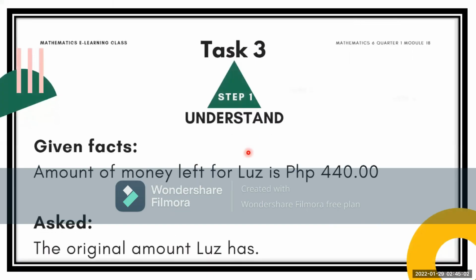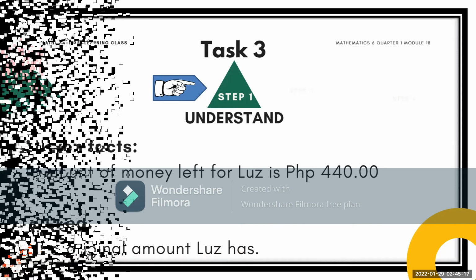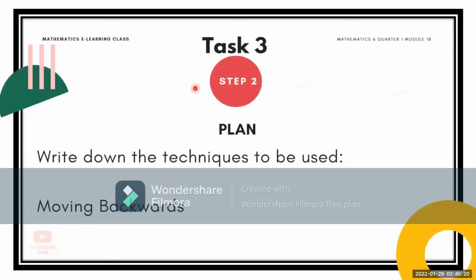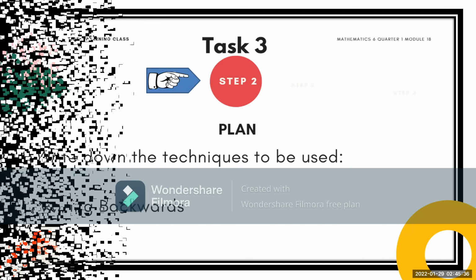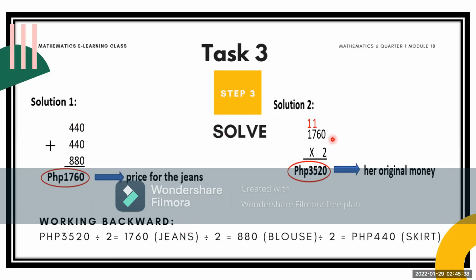Okay, so in order to solve the problem, we have to apply step 1, which is to understand. The given facts: the amount of money left for Luz is 440 pesos. And then the ask is the original amount Luz had. Okay, so we have here step 2 of task 3, which is to devise a plan. Write down the techniques to be used. The technique to be used for this problem is moving backwards. How? We have solution 1 and 2.